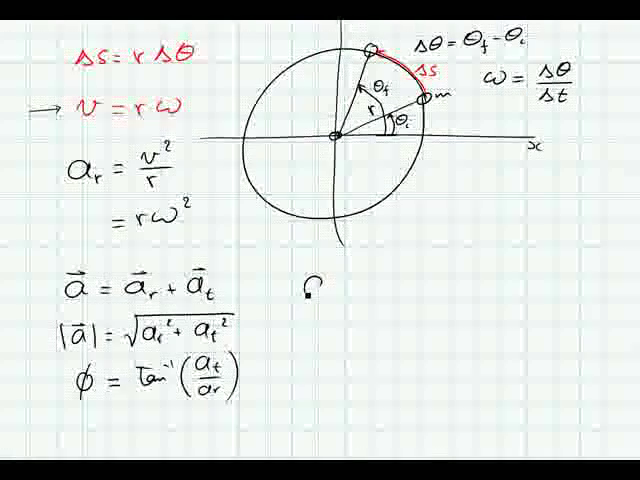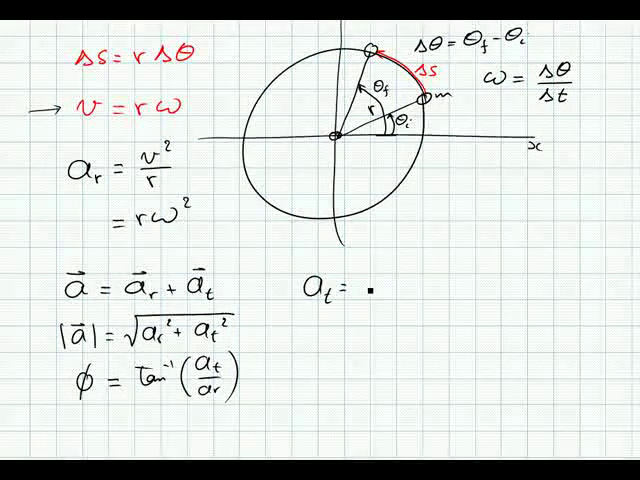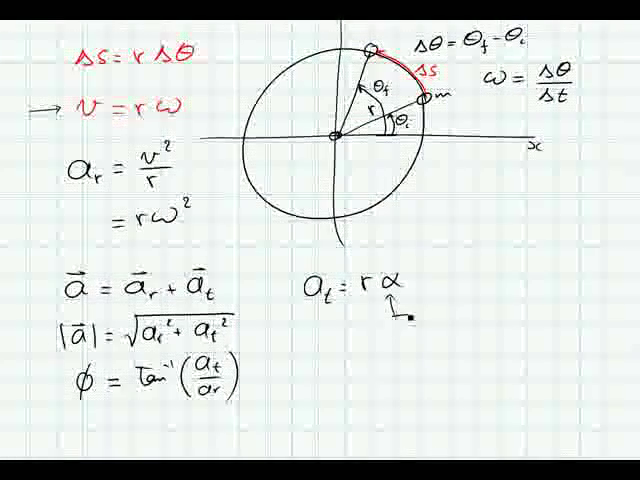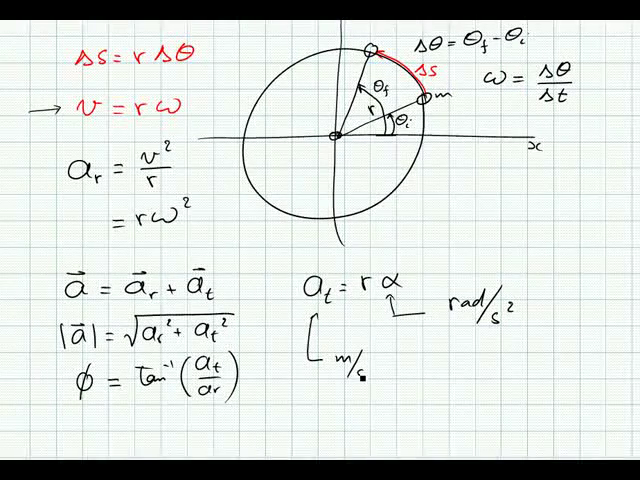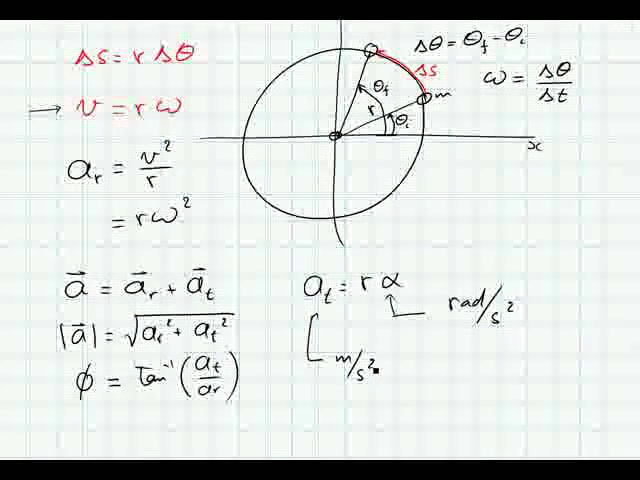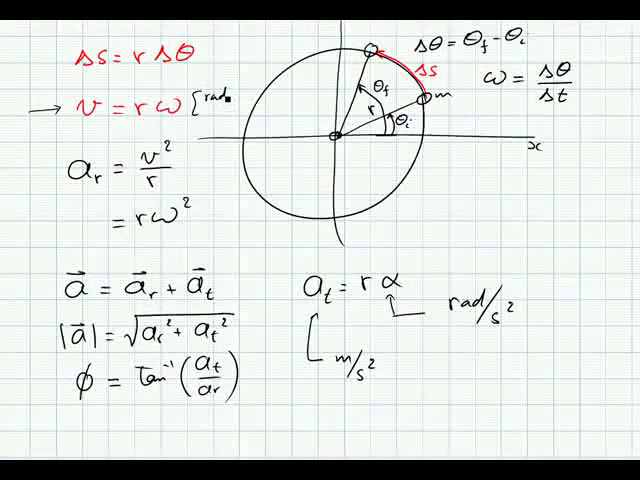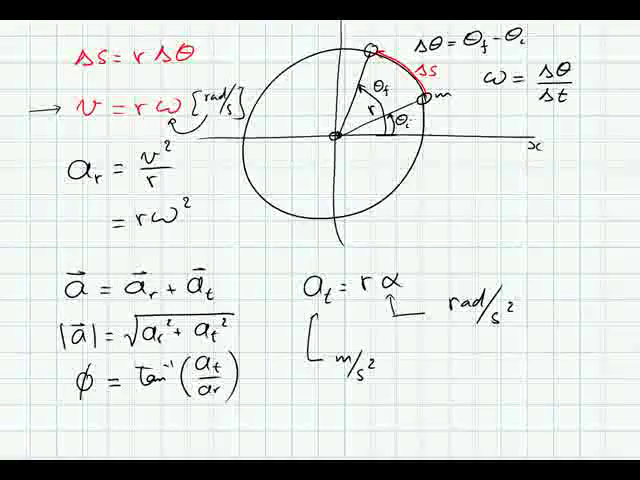And a_t is what gives rise to an object undergoing circular motion speeding up or slowing down, and a_t is given by r alpha, where alpha is the angular acceleration, whose units are radians per second squared. The units for a_t are meters per second squared, because that's the linear acceleration we're talking about. And the units for omega were radians per second, just a reminder.